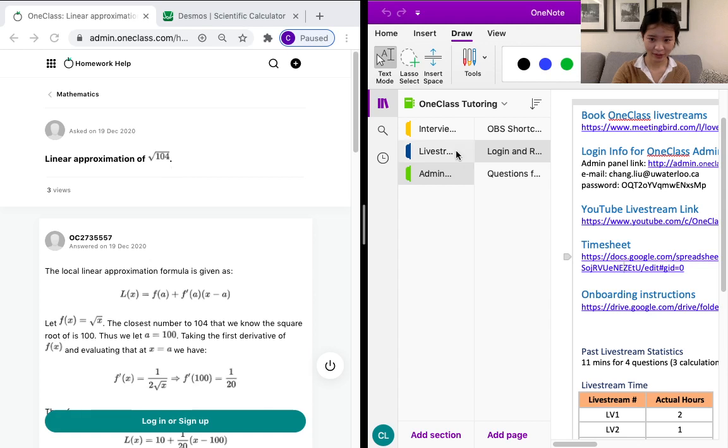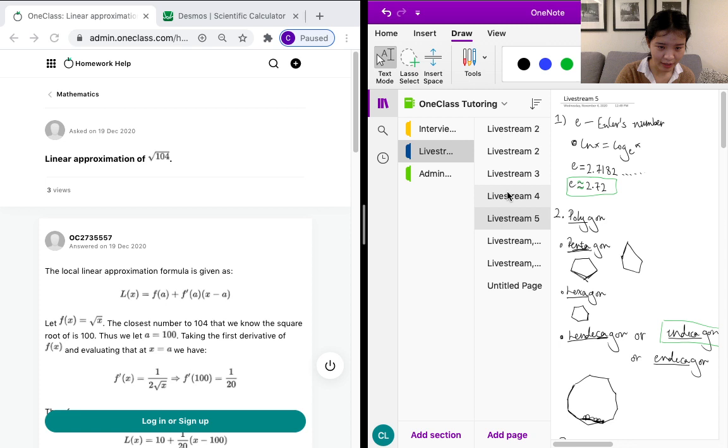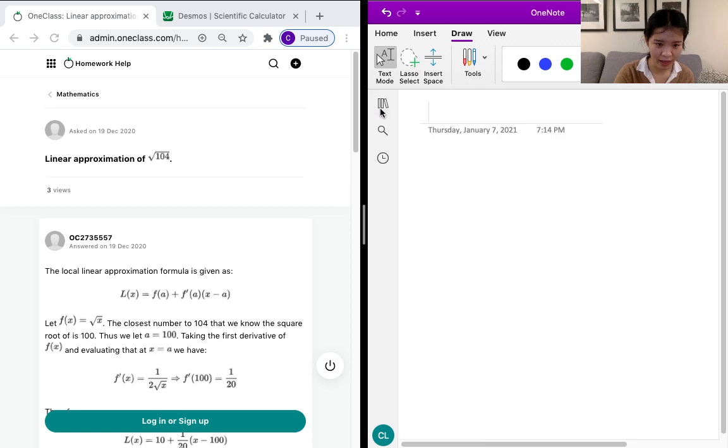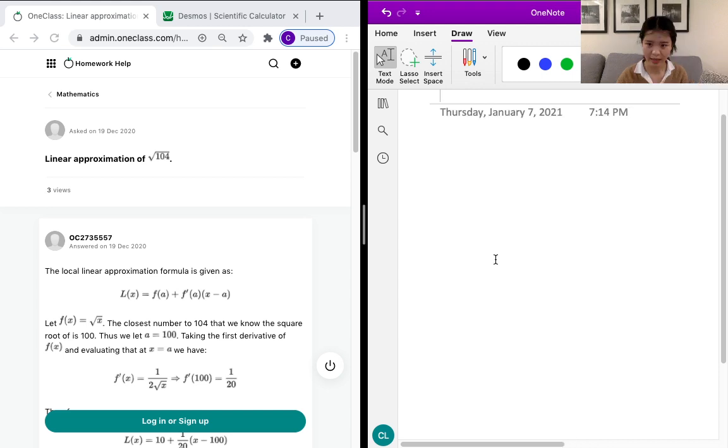Okay, so let's see our questions here. Our first question is asking us for the linear approximation of the square root of 104. So let's write it down over here.